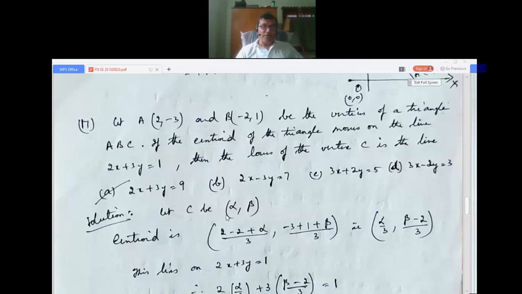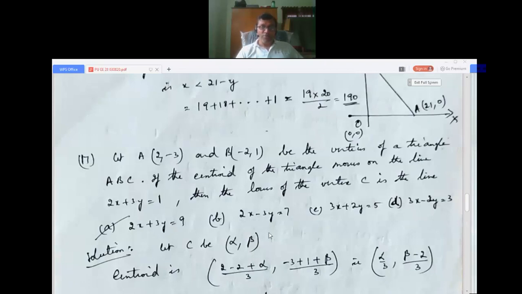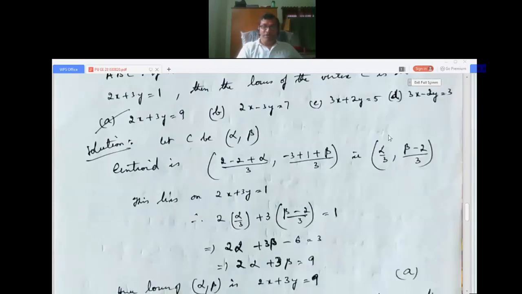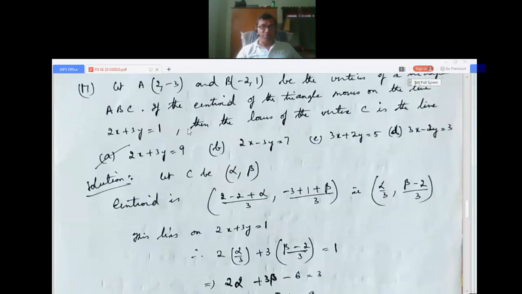So we take the third vertex C as (alpha, beta). The centroid is (2 minus 2 plus alpha) by 3, (minus 3 plus 1 plus beta) by 3, that is alpha by 3, (beta minus 2) by 3. Now this centroid lies on the line 2x plus 3y equals 1. So 2 into alpha by 3 plus 3 into (beta minus 2) by 3 equals 1. Simplify by taking LCM: 2 alpha plus 3 beta minus 6, so 2 alpha plus 3 beta equals 9. So the locus of (alpha, beta) will be 2x plus 3y equals 9.